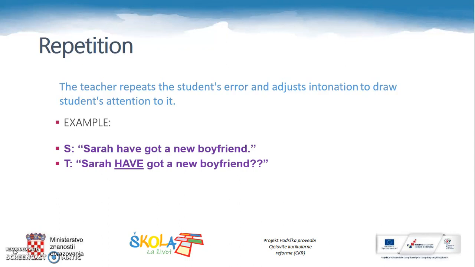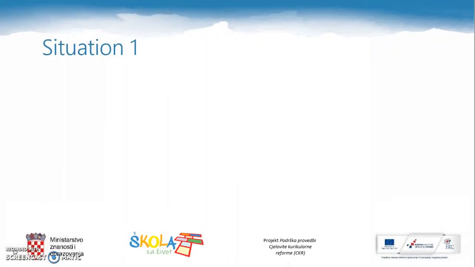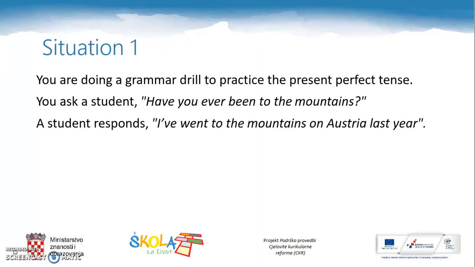Let's look at some examples. Situation 1. You are doing a grammar drill to practice the present perfect tense. You ask a student, "Have you ever been to the mountains?" And the student responds, "I've went to the mountains on Austria last year."